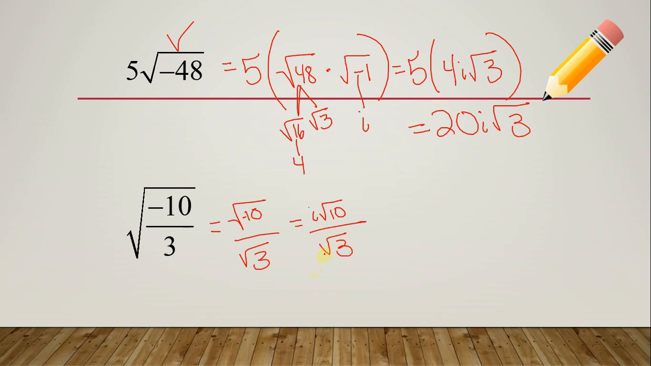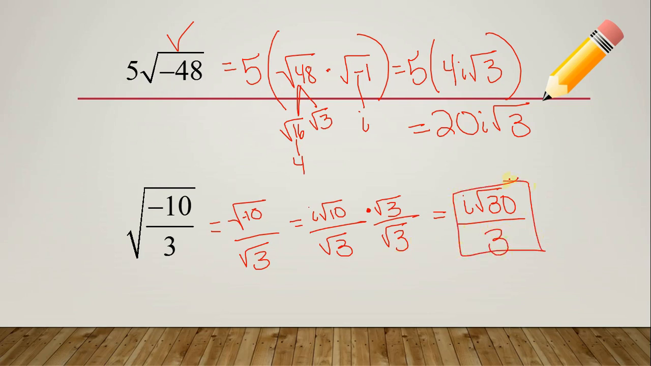Another big no. So what we're going to do is multiply by a fancy form of 1. AKA, we're going to multiply the top and the bottom by the square root of 3. And it's always going to match the denominator of the original. Well, top now will be i square root of 30, right? Because 10 times 3 is 30. And then square root of 3 times the square root of 3, that's square root of 9. Square root of 9 is 3.